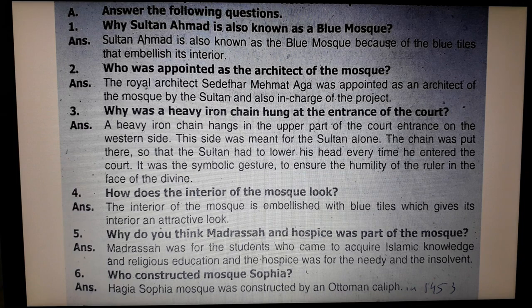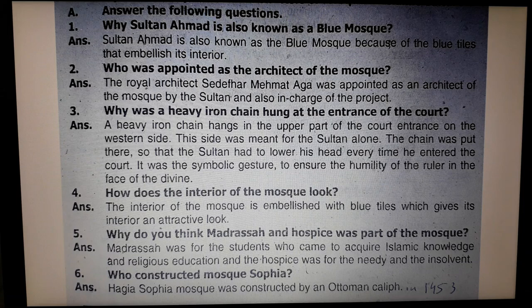Number 3. Why was a heavy iron chain hung at the entrance of the court? A heavy iron chain hangs in the upper part of the court entrance on the western side. The side was meant for the Sultan alone. The chain was put there so that the Sultan had to lower his head every time he entered the court. It was a symbolic gesture to ensure the humility of the ruler in the face of the divine.